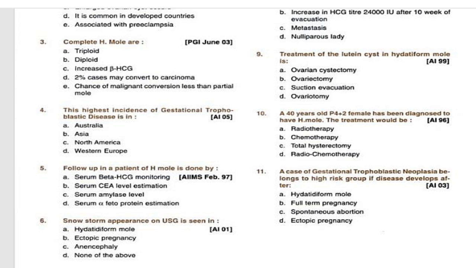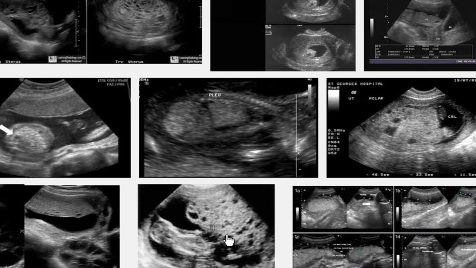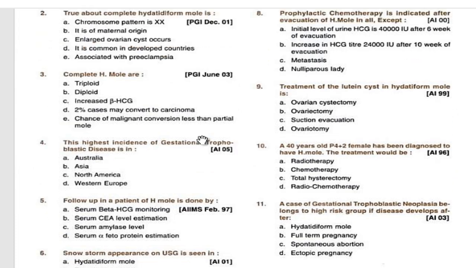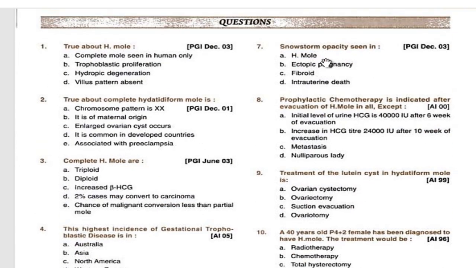They might ask you how you would detect a partial mole on ultrasound nowadays. I can just go to Google and search for ultrasound features of partial mole, and what you're going to get is something like this, where you see a placental site attached to multiple cystic spaces. Any of these images is good. Multiple cystic spaces. This is very classical of a partial mole. Okay, snowstorm opacity is seen in H mole once again.